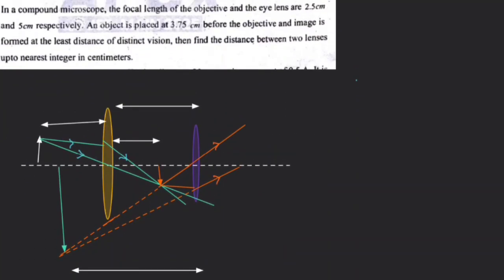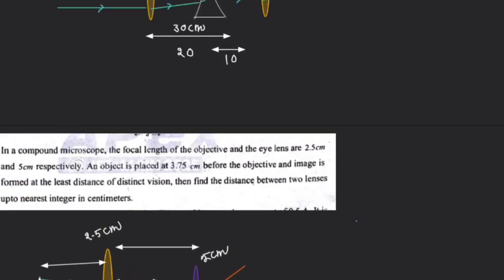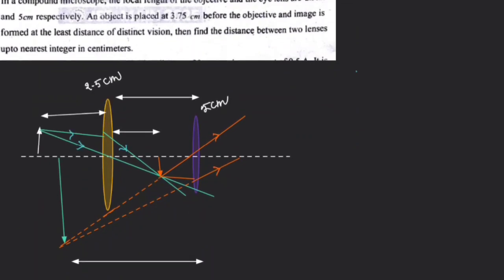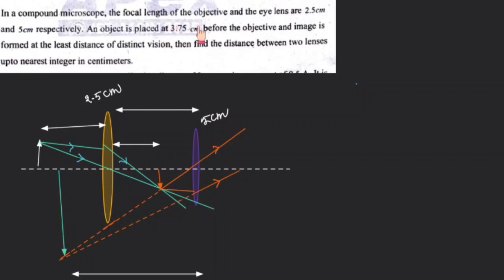Now there is one more topic. So in a compound microscope, the focal length of the objective and the eye lens is 2.5 cm and 5 cm. So this is called as objective, which is having a focal length of 2.5 cm, and this has a focal length of 5 cm, right? Respectively, an object is placed at 3.75 centimeters before the objective, and the image is formed at the distance of distinct vision. Then find the distance between the two lenses up to the nearest integer in centimeter.